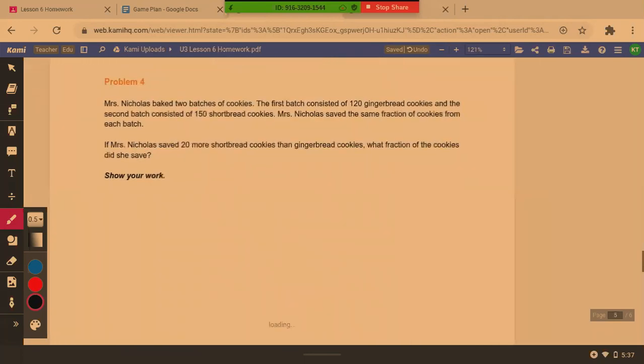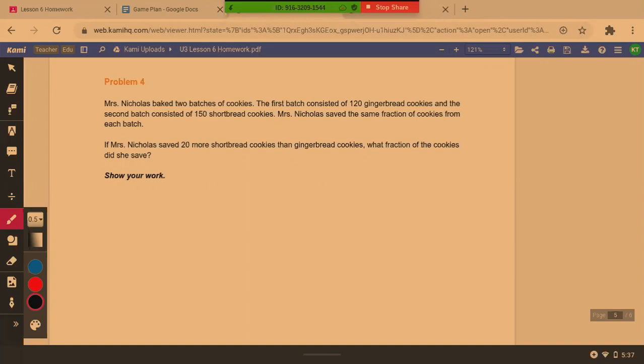Okay. Mrs. Nicholas baked 2 batches of cookies. The first batch consisted of 120 gingerbread cookies, and the second batch consisted of 150 shortbread cookies. Mrs. Nicholas saved the same fraction of cookies from each batch. If Mrs. Nicholas saved 20 more shortbread cookies than gingerbread cookies, what fraction of the cookies did she save?